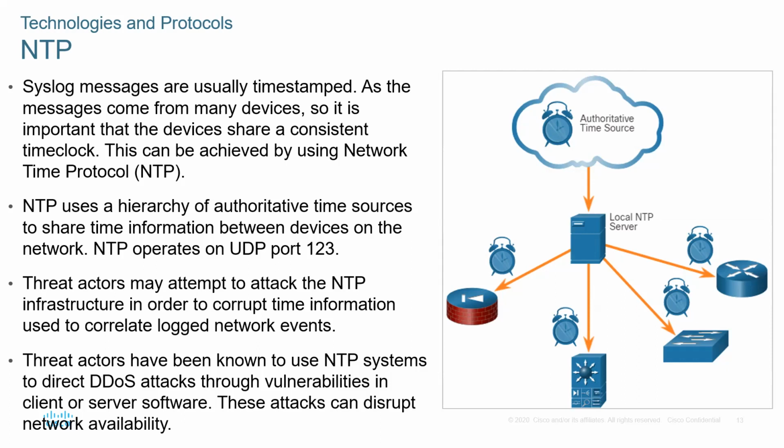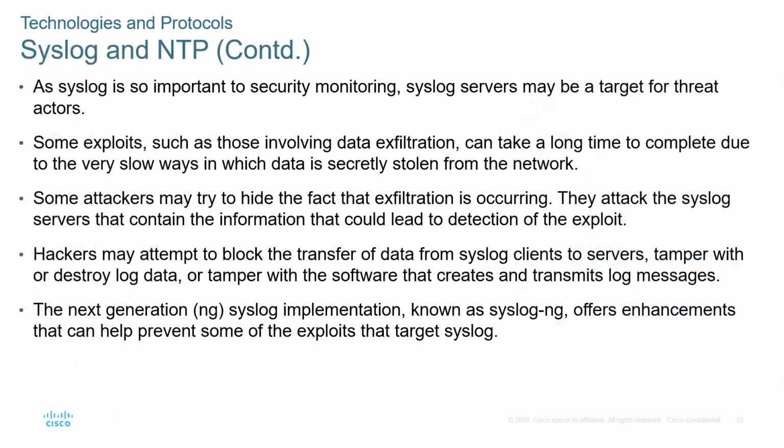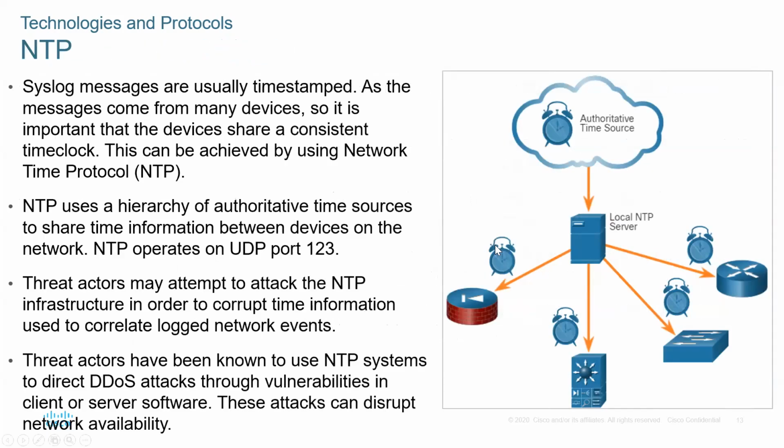Threat actors may attempt to attack the NTP infrastructure in order to corrupt the time information used to correlate logged network events. If they create a distributed denial of service across these vulnerabilities, that can disrupt the time, and therefore it's harder as an analyst to match everything together in the main syslog server if everything isn't running off the same NTP. They could also inject different variances in time, which is what would happen if you didn't have an NTP server. You would have variances between different systems.